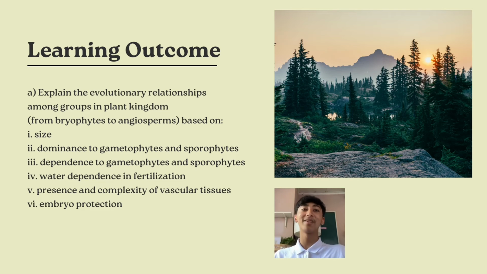Okay, so the learning outcome for this topic is that students are able to explain the evolutionary relationship among groups in the plant kingdom, from bryophytes to angiosperms, based on its 6 categories. The first one is its size, the second is dominance of gametophytes and sporophytes, the third is dependence of gametophytes and sporophytes, the fourth is water dependence in fertilization, the fifth is the presence and complexity of vascular tissues, and the last one is embryo protection.